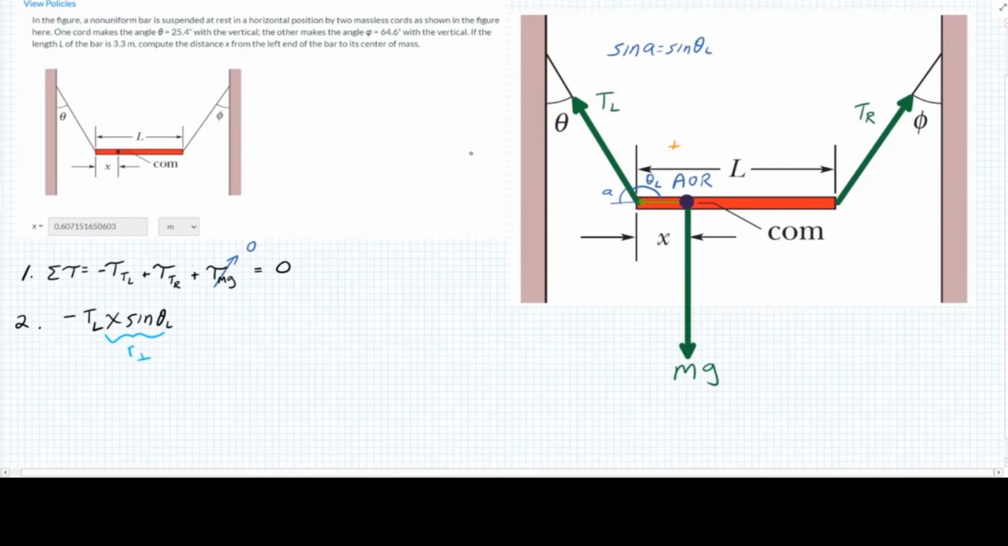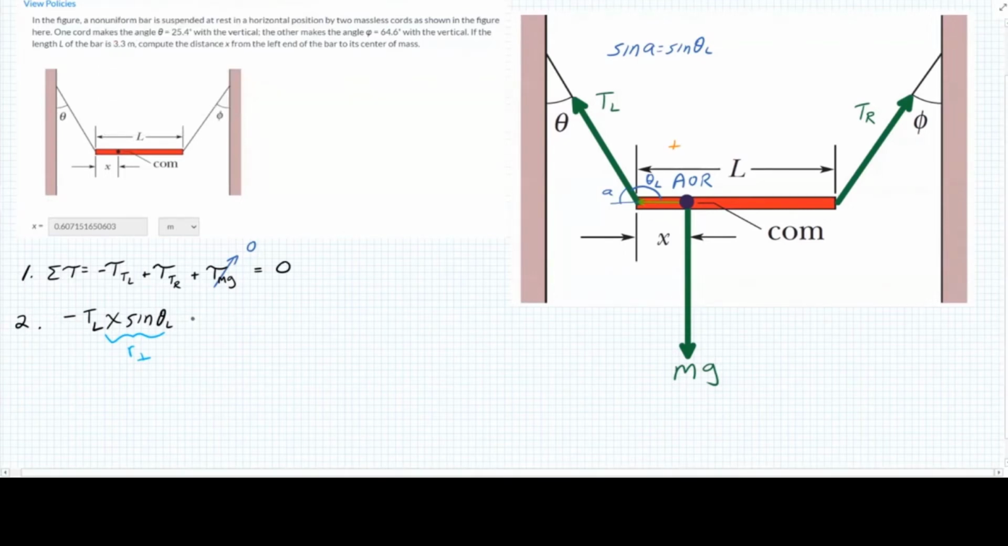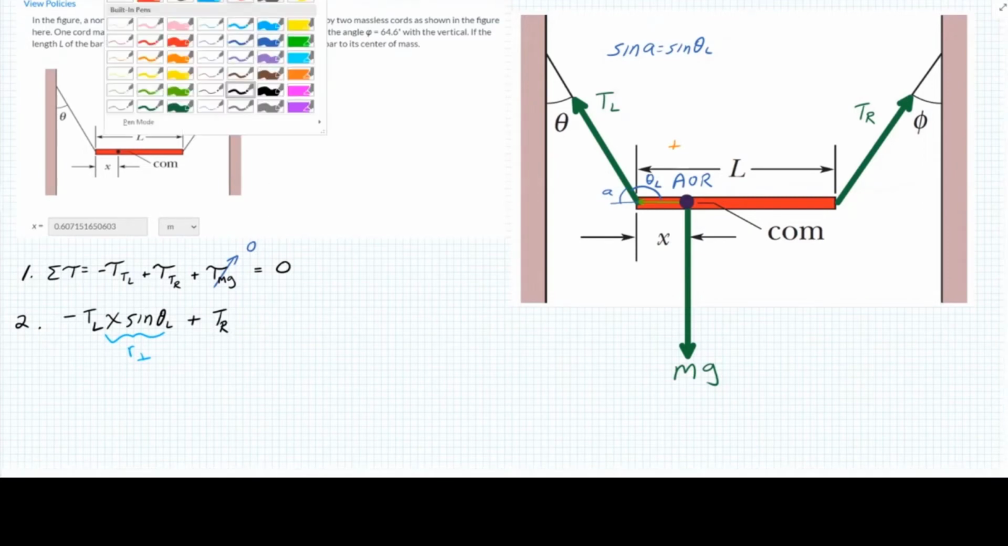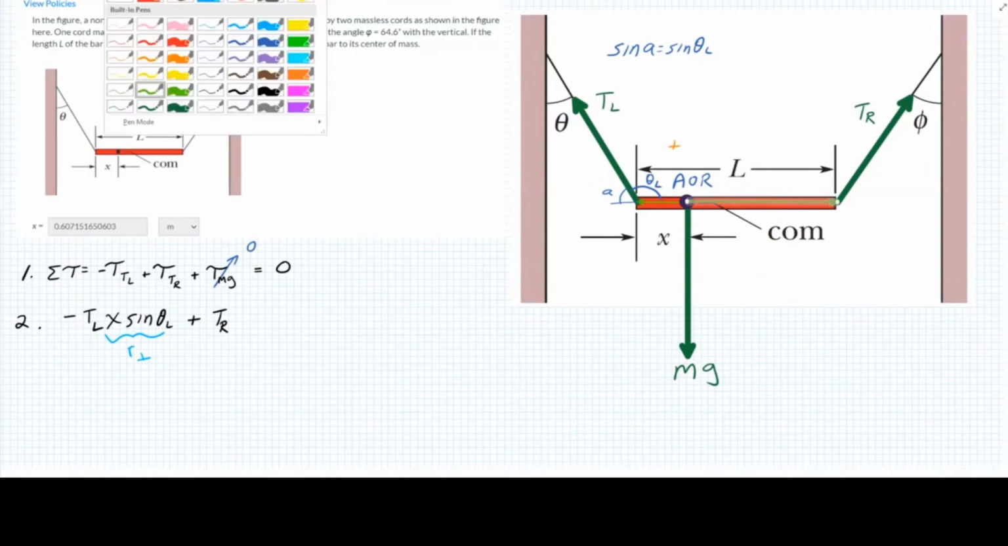All right. The right side torque is the force. Here's the force. So plus the force, T subscript R, times the position vector, which is right here, from the AOR to the point of application. There it is. And that position vector is L minus X.